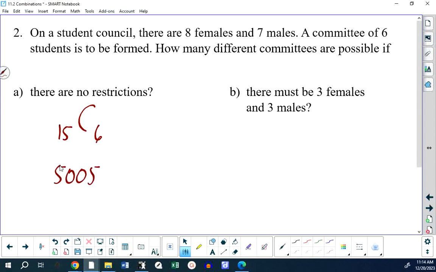There must be 3 females and 3 males. Again, don't overthink it. If you need 3 females on the committee, then you need to choose 3 females out of the 8 available. And you need to, out of the 7 males, choose 3. Don't overthink it. What do you need to do? You need to pick 3 girls and 3 boys. How many ways can you pick the 3 girls? 8 choose 3. 3 boys, 7 choose 3.